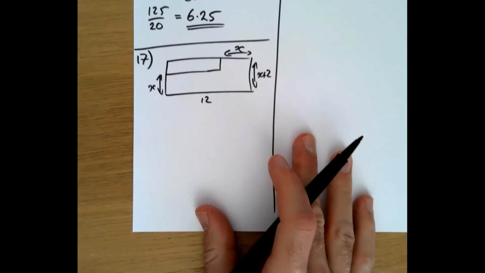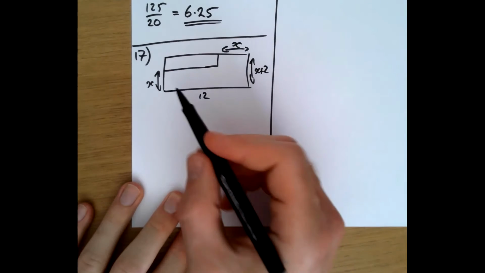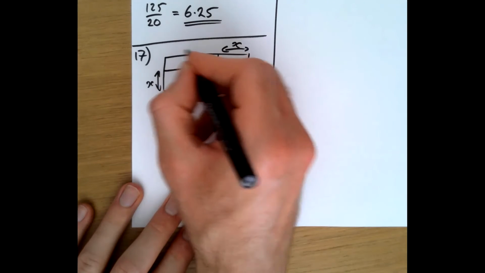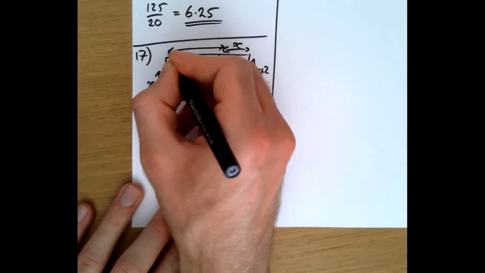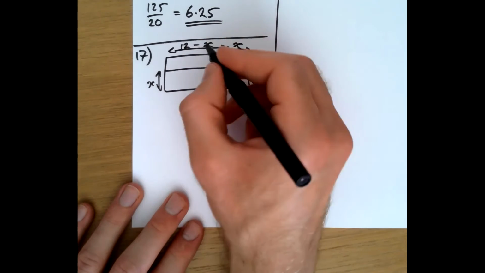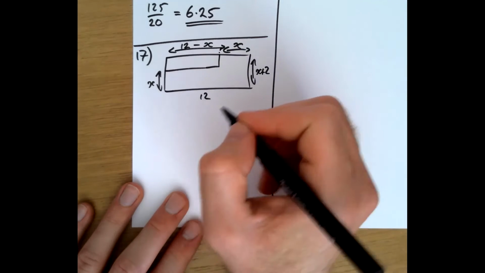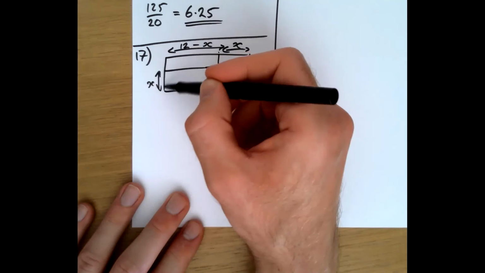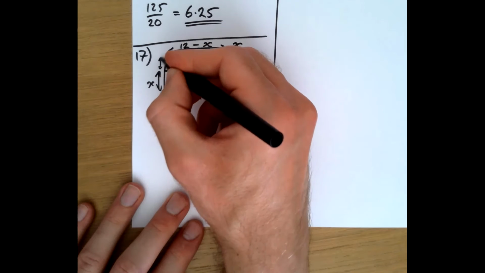So if the base is 12 and the small length is x, hopefully you can see that this bit here must be 12 take away x. Okay, up to this bit. And if the height is x plus 2 and we've already got x, hopefully you can see that this small length here must be 2.